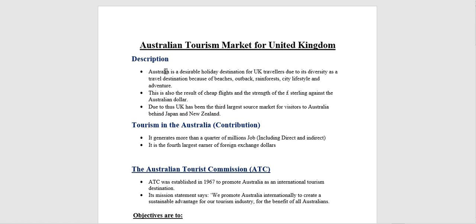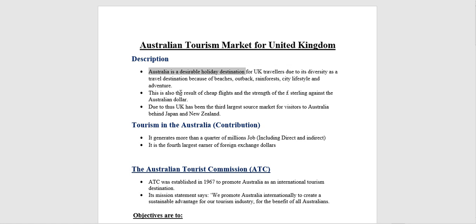You can look here what I have done. I have put out some points here. Like the first one is, Australia is a desirable holiday destination for UK travelers due to its diversity as a travel destination, because of beaches, outback, rainforest, city lifestyle and adventures. So these are those factors which attract the tourists of UK to visit Australia for tourism purpose.